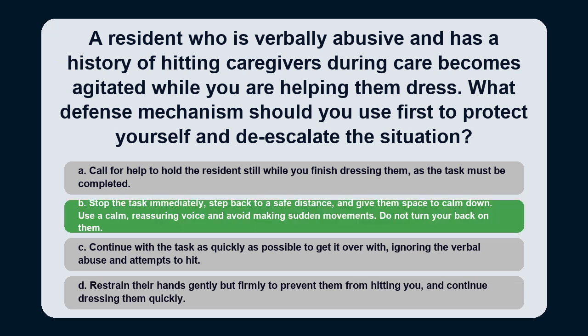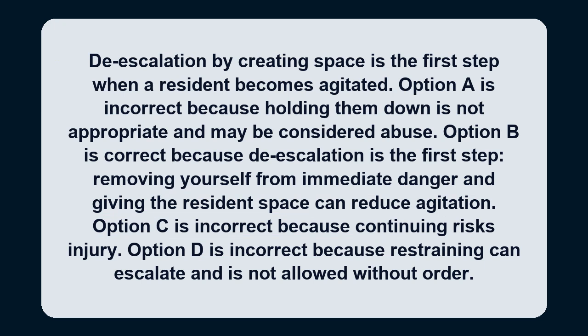The answer is B. De-escalation by creating space is the first step when a resident becomes agitated. Option A is incorrect because holding them down is not appropriate and may be considered abuse. Option B is correct because de-escalation is the first step. Removing yourself from immediate danger and giving the resident space can reduce agitation. Option C is incorrect because continuing risks injury. Option D is incorrect because restraining can escalate and is not allowed without order.